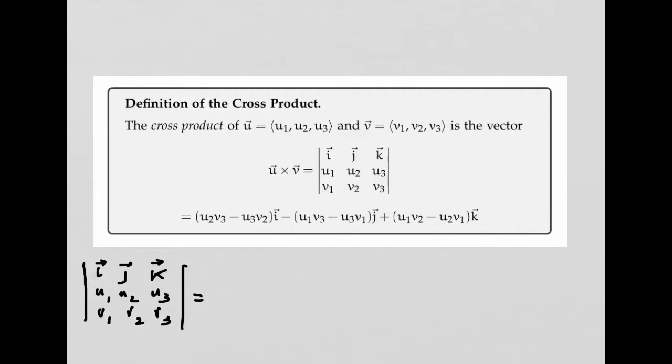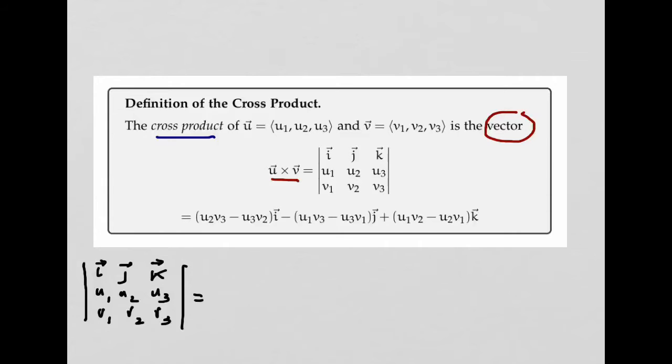Let's start with the definition of the cross product. The cross product of vectors u with components u1, u2, u3, and v with components v1, v2, v3 is the vector u cross v, which is the 3 by 3 determinant.